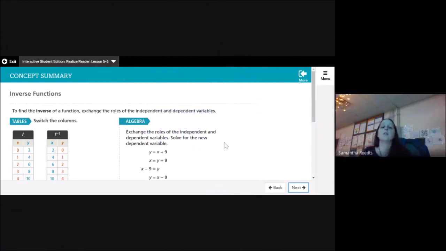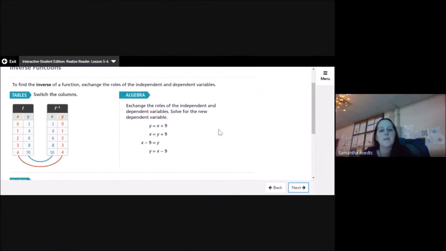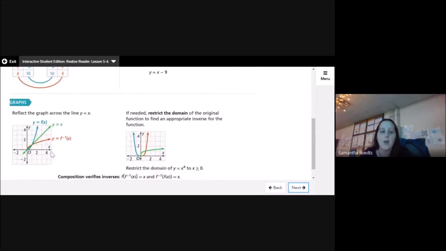Okay. So concept summary, inverse functions. To find the inverse of a function, exchange the roles of the independent and dependent variables. So with tables, I just switch the columns. In algebra, I exchange the roles of the independent and dependent variables, solve for the new dependent variable. So I switch y equals y and x, and I solve for y. In graphs, I reflect the graph across the line y equals x.